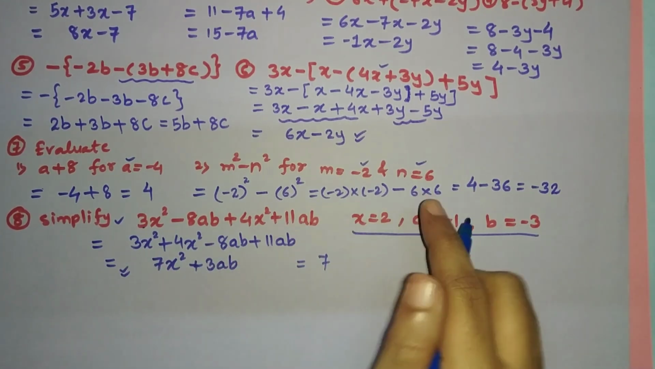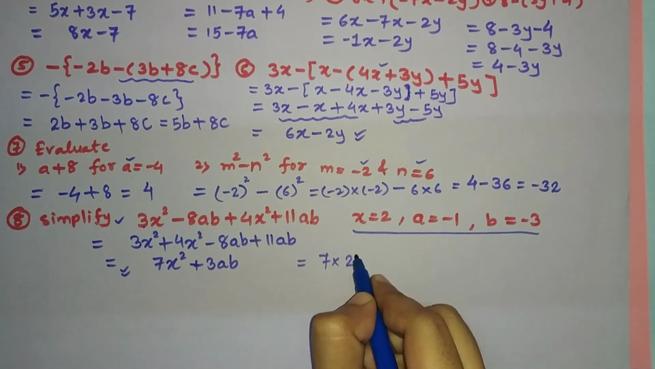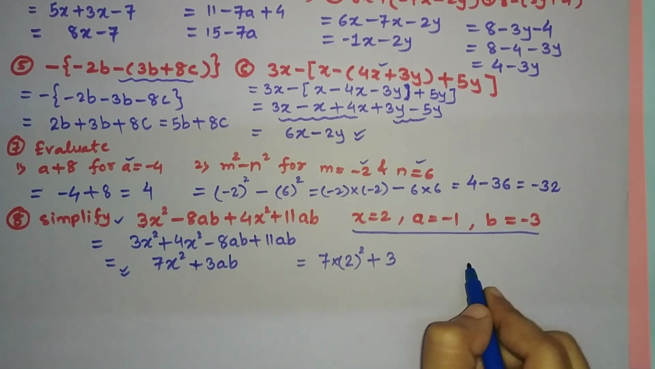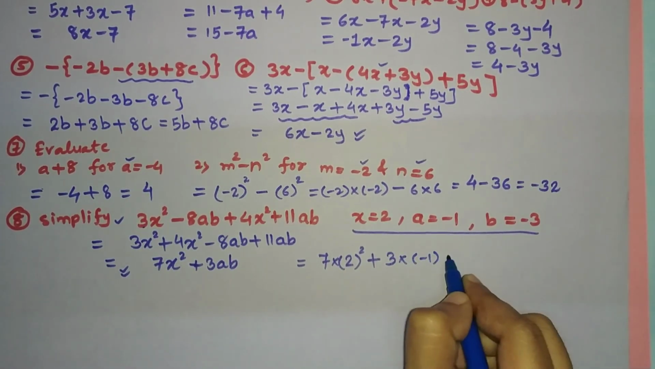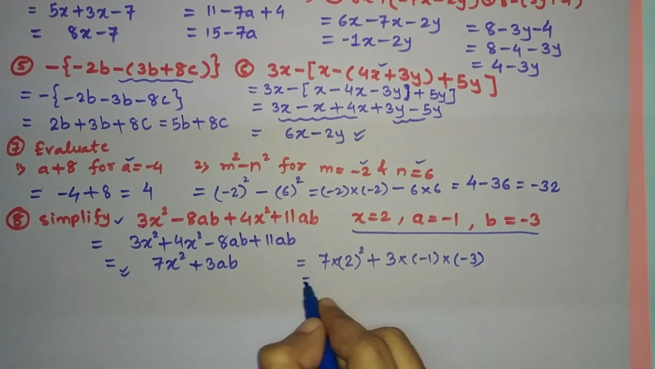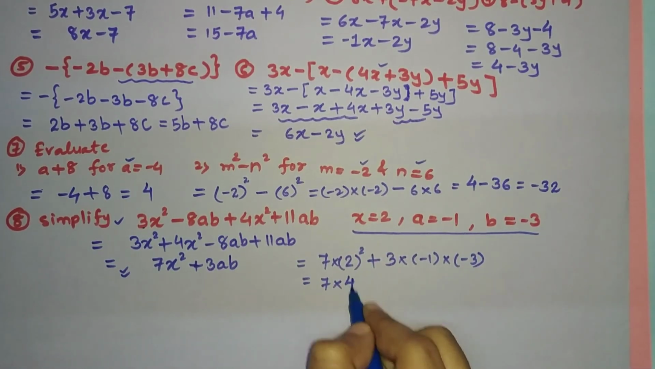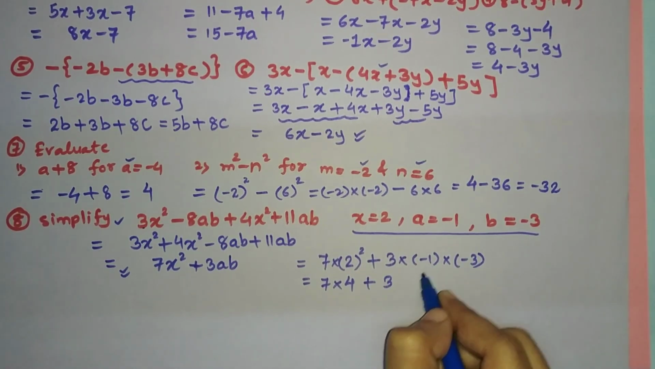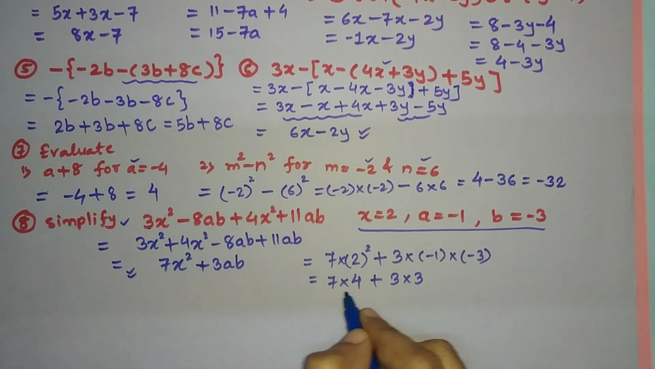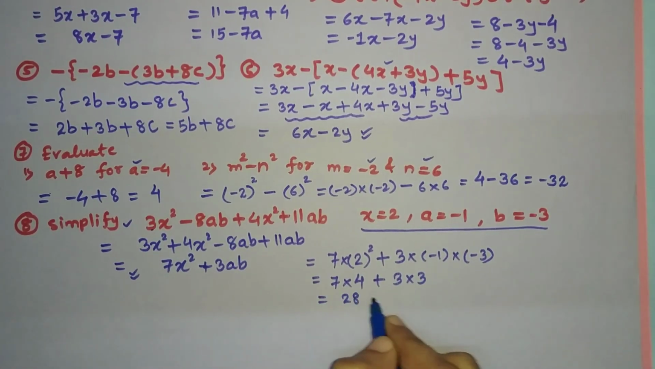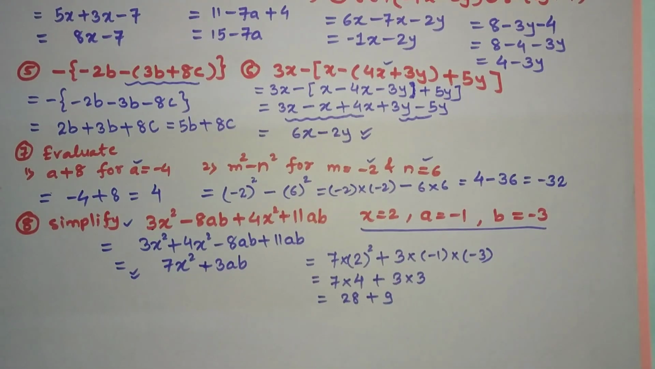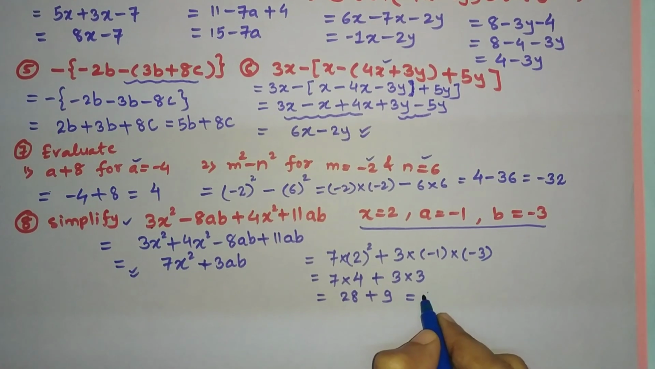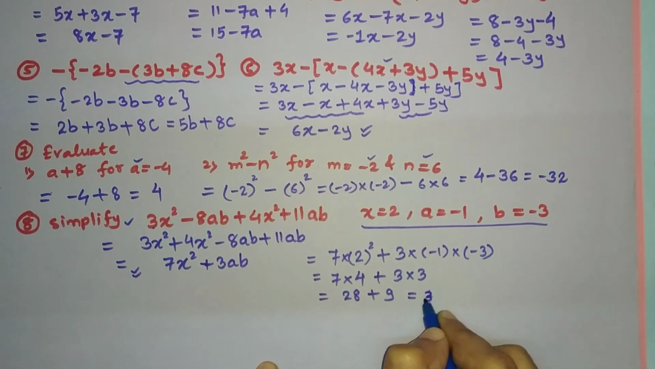7x square, x is 2, that means 2 square, plus 3ab means 3 multiplied by a multiplied by b, minus 1 is a and b is minus 3. 7 into 2 square is what? 4. Here we'll get 3 into minus 1 into minus 3, that is again plus 9. So friends, now 7 fours are 28 plus 9. Here just do simple addition. Here we'll get 28 plus 9, 37.